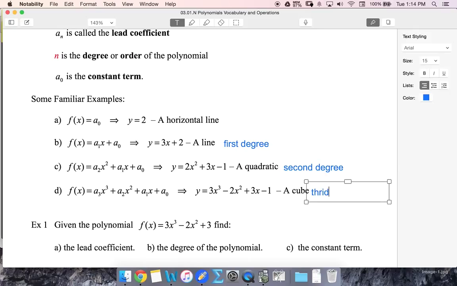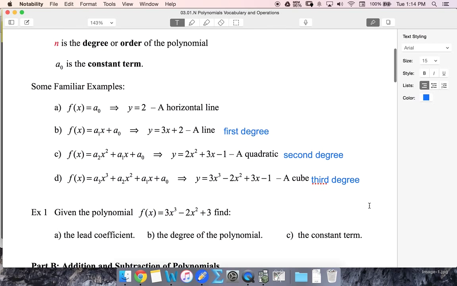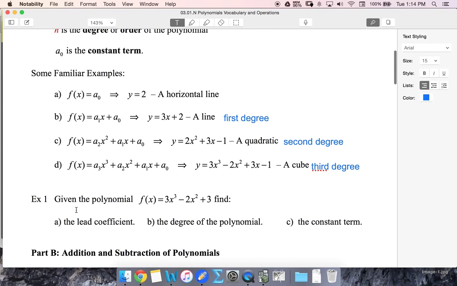After that, we don't really say quartic or quintic. Third, this is how you spell third, right? So really we stop with cubic, quadratic, and linear, and after that we just call things polynomials. So I'm going to keep going, and let's look at just the examples here.